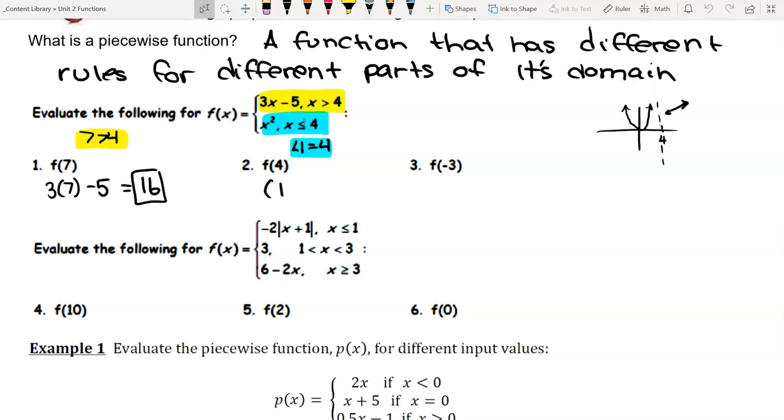So instead of x, I'm putting 4 squared, getting 16 again, okay? I'll do this one with you, and then we'll kind of jump down, and I'll let you work on those.